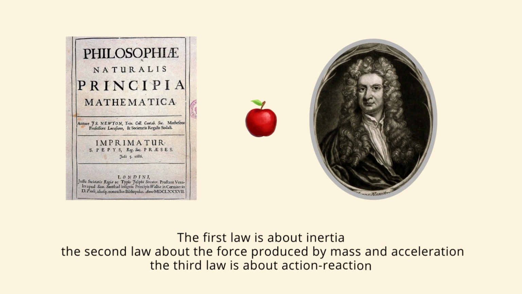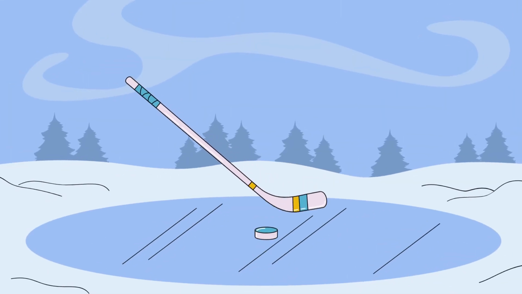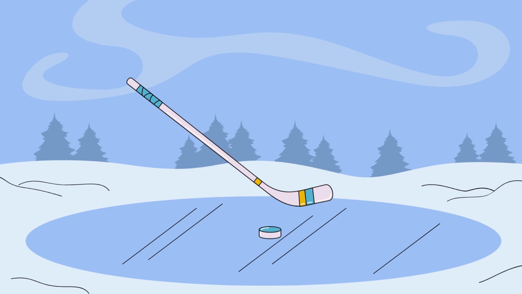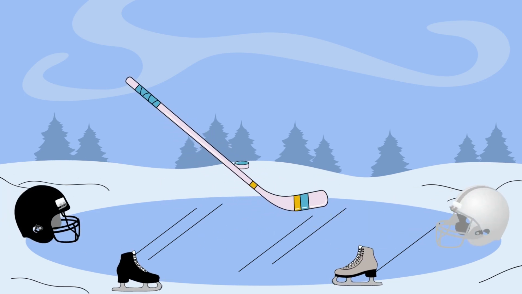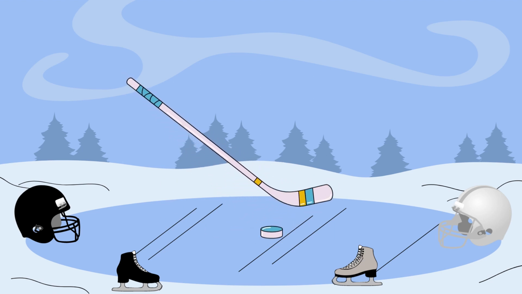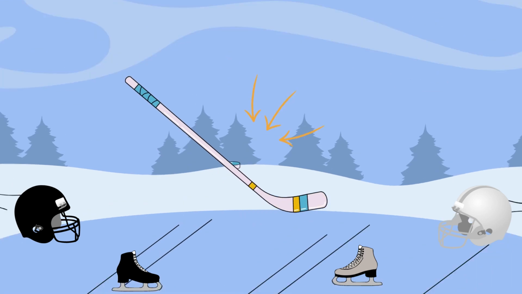Let's see some examples of Newton's laws of movement in ice hockey. Ice hockey is a fast-moving sport where players wear ice skates. Two teams compete on the ice rink trying to score a goal by propelling the puck into the opponent's net, hitting it with an ice hockey stick.